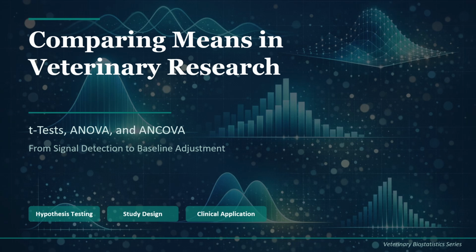One recurring theme. With the small sample sizes typical in veterinary studies, statistical power is precious. Choosing the right design, especially paired designs when the structure allows it, can make the difference between detecting a real effect and missing it entirely. We'll come back to that point several times. By the end, you should be able to look at any group comparison problem, identify the appropriate test, check the assumptions, and interpret the output with confidence.